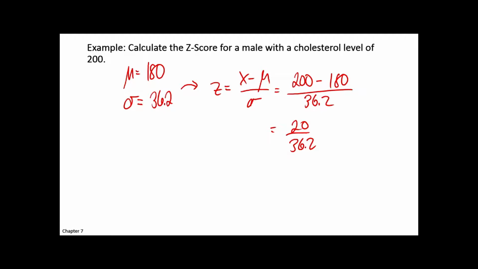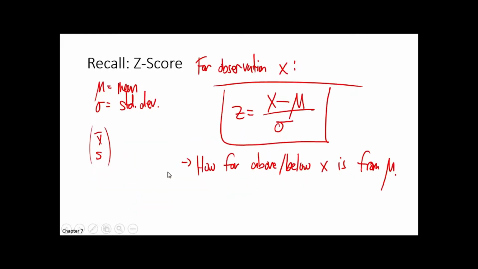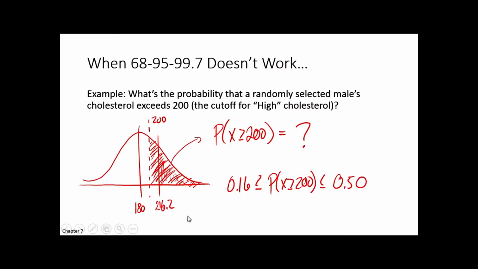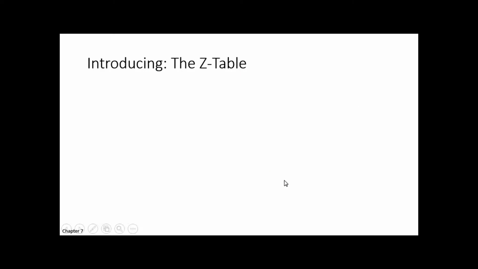Let's round it to 2 decimal places. 0.55, if you round it to 2. Yeah. Okay. So this person is a little more than half a standard deviation above average in terms of their cholesterol level. But that still doesn't answer our question because I still don't know this probability. I know they're above average. I know they're about half a standard deviation above average, but I don't know how likely it is to be up in that area. Like how likely is it to find a man that's up in that range? So what we need for this is something called the Z-table.